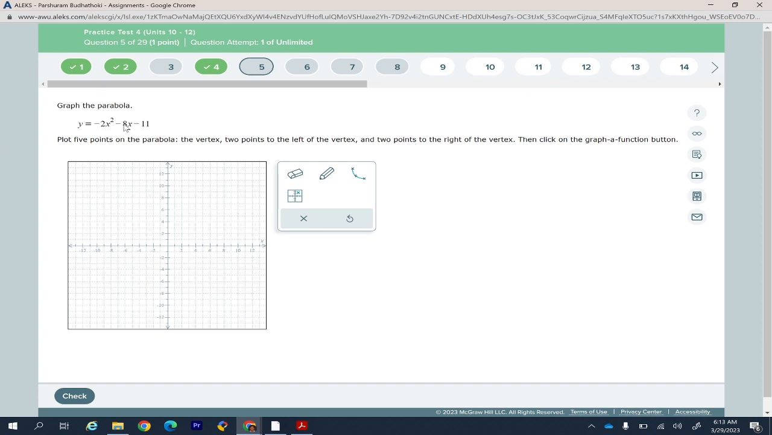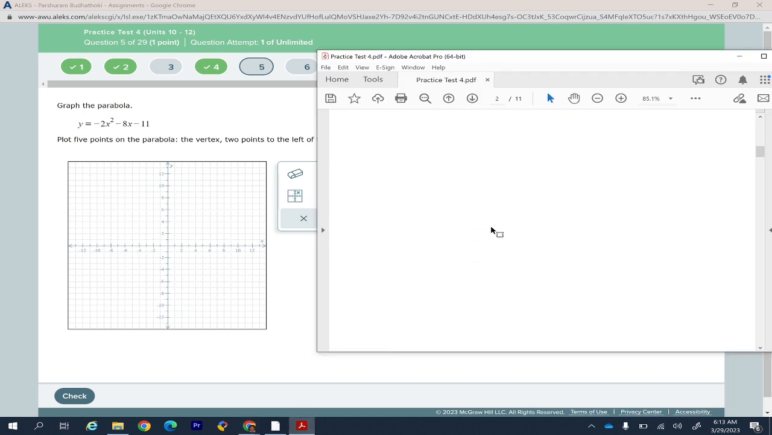Graph the parabola one more time. You can plot the graph, it's not a big deal, but follow the instruction here. You need 5 points. Remember, this parabola has a negative leading coefficient, so that means it's going to be facing down. Okay, find the 5 points, plot them, and facing down. Remember, when you use the 5 points, you have to take 2 points to the left of the vertex and 2 points to the right of the vertex. Okay, so I can do this.